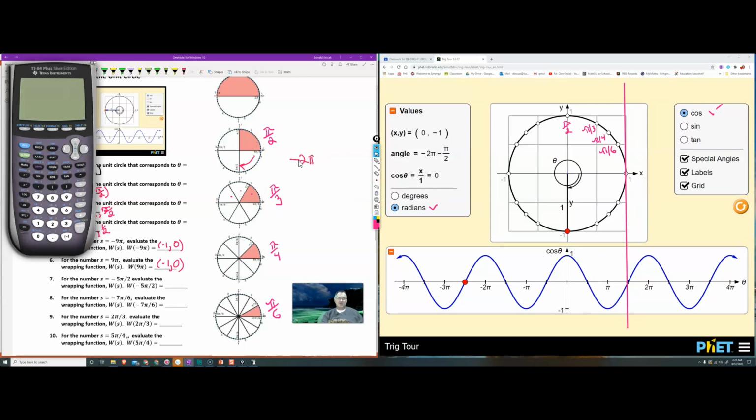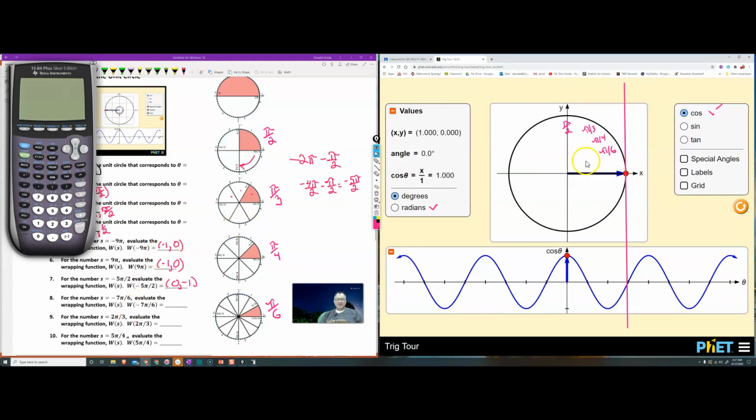Okay, negative pi, 2 pi minus pi over 2. Okay, well, if I change that so I can have the same denominator, I'd multiply the top and the bottom by 2. And now the fractions have the same denominator, so I subtract the numerators, and that's negative 5 pi over 2. So the coordinates of that are 0, negative 1. Okay, let's reset.